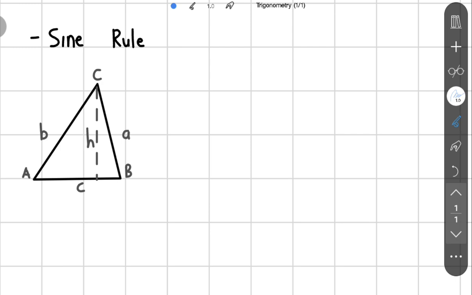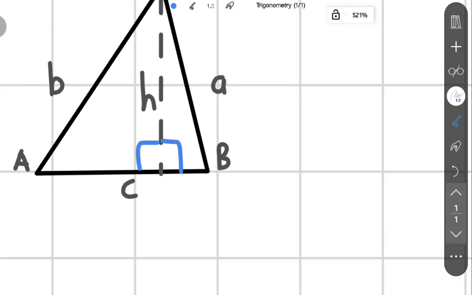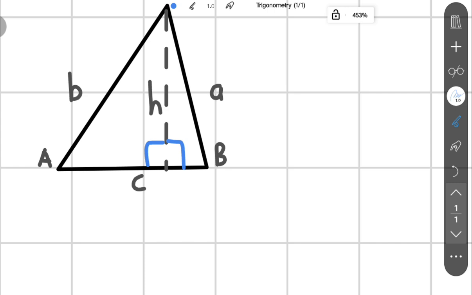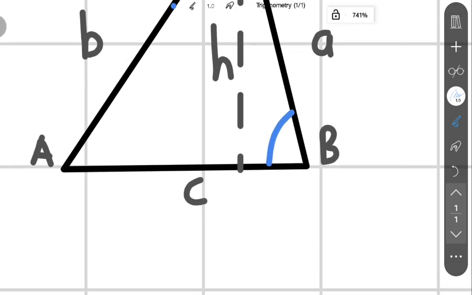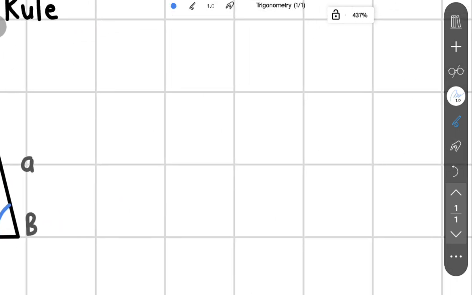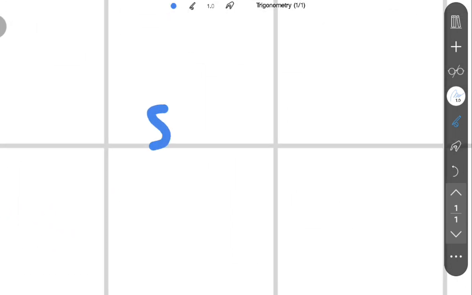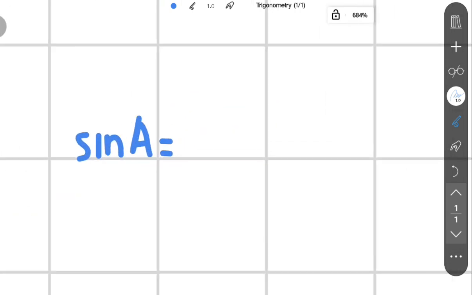So anyways, since this is called the sine rule, let's get the trigonometric ratios of the sine for each triangle, since obviously this is right angled. So let's calculate for sine with respect to this angle and this angle. So sine A is equal to h over b.